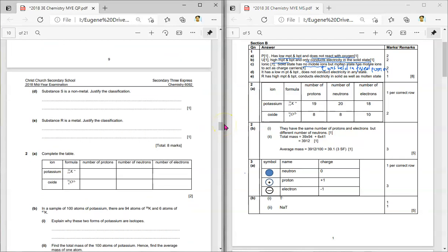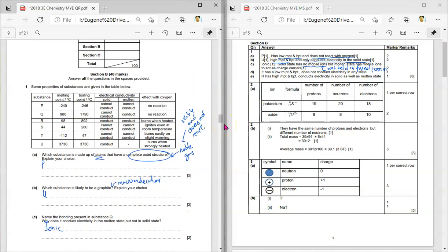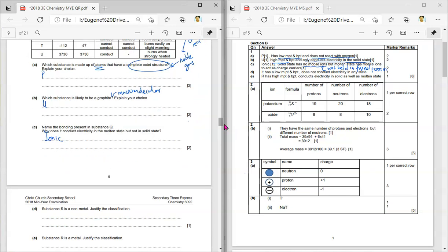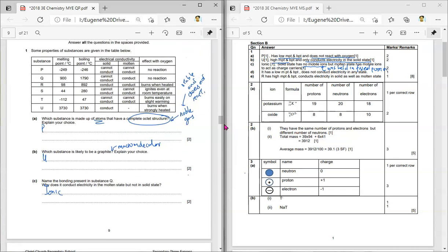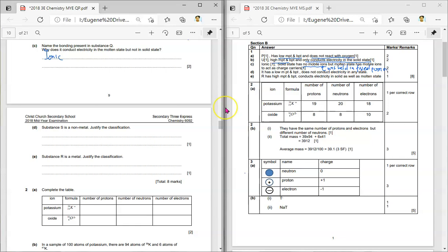Substance S is a non-metal. Going back to substance S, it has quite a low melting and boiling point, and cannot conduct electricity in molten or solid state. It ignites even at room temperature. Those of you who see ignites at room temperature may be taken aback, but generally, the property of non-metals is low melting and boiling point, and does not conduct electricity in any state.